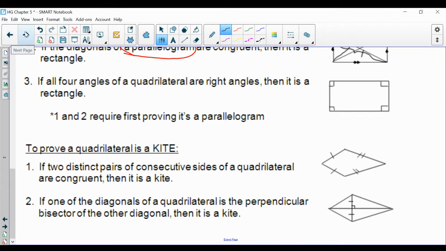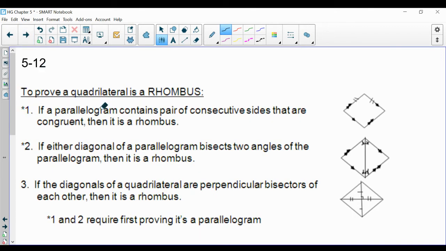Okay. All right. Then to prove it's a rhombus, again, have the same qualification here. Parallelogram, parallelogram. So if it's a parallelogram, contains consecutive sides that are congruent. So you only have to show parallelogram and then that two sides next to each other are the same, then it's a rhombus. You don't have to show all four sides are the same. You just have to show two consecutive.